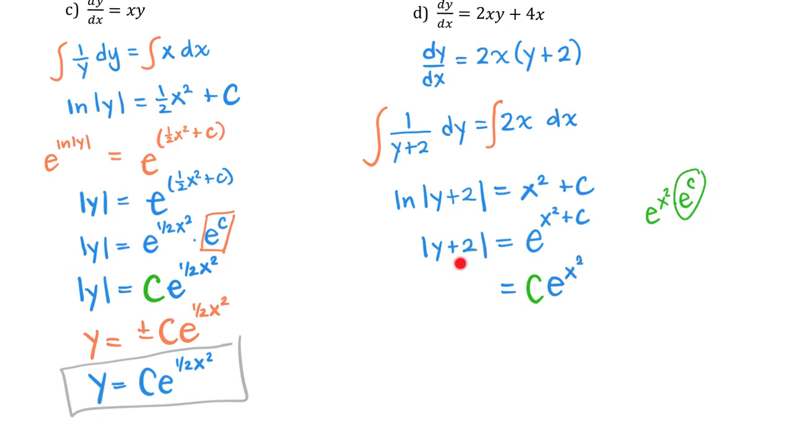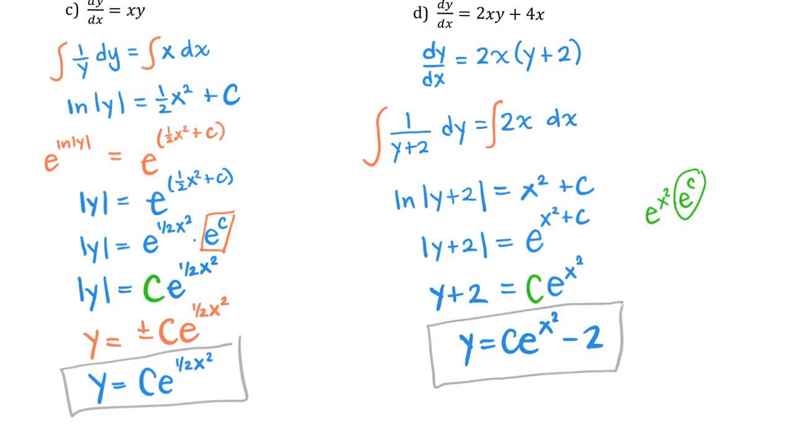Now I have the absolute value of y plus 2. It has to equal this, which has to be positive, which it is, but y plus 2 could be positive or negative. But because of this random constant in the front, putting a plus or minus here is redundant, or just unnecessary. So I'm going to say y plus 2 equals this, and the c is absorbing the plus minus situation. Let me subtract the 2. And then this is y equals c e to the x squared, and then minus 2.